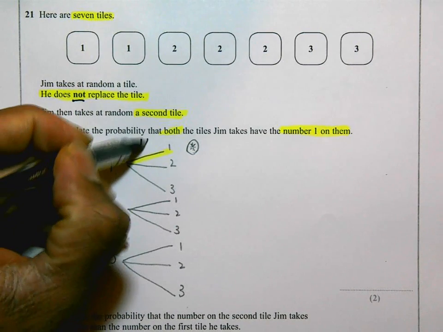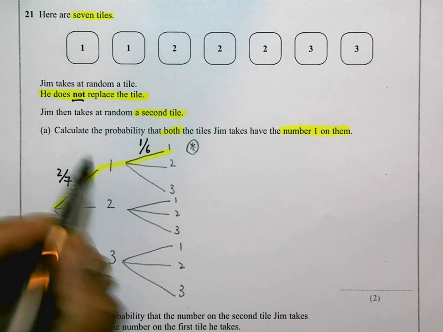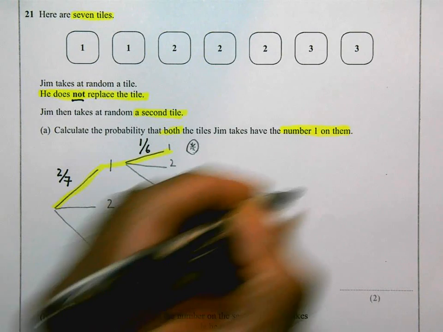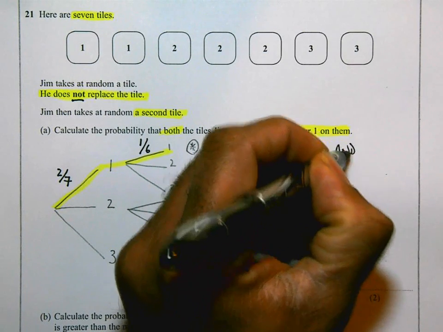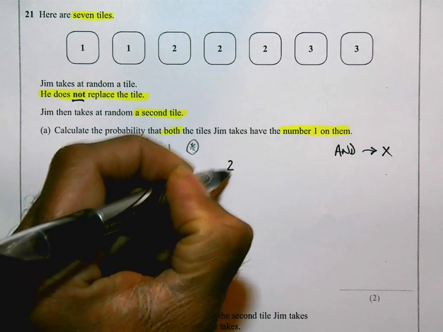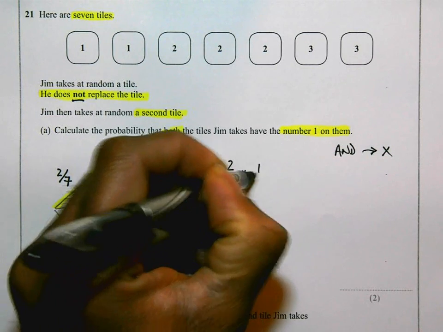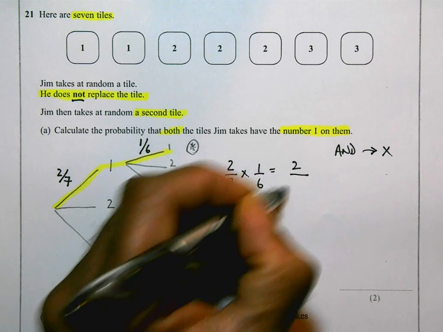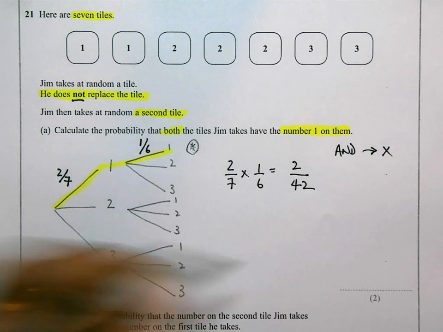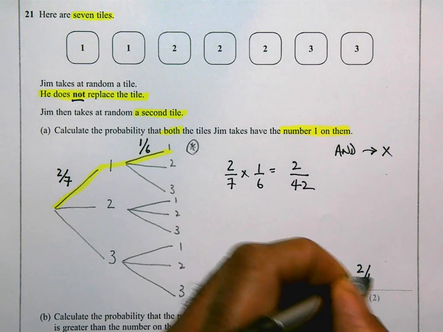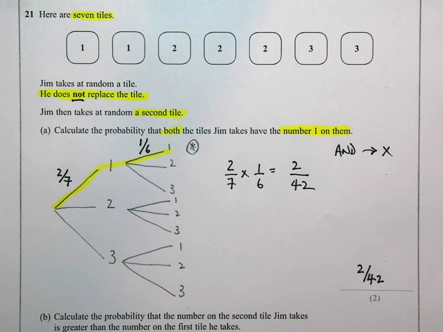To calculate that he picks a 1 first and a 1 second, because it's an AND probability, I need to times. Because it's an AND probability, you multiply. So I'm going to do 2 over 7 times 1 over 6. 2 times 1 is 2. 7 times 6 is 42. The question doesn't say anything about simplifying your answer, so I could simply put 2 over 42 as my answer to this, and that's about it.